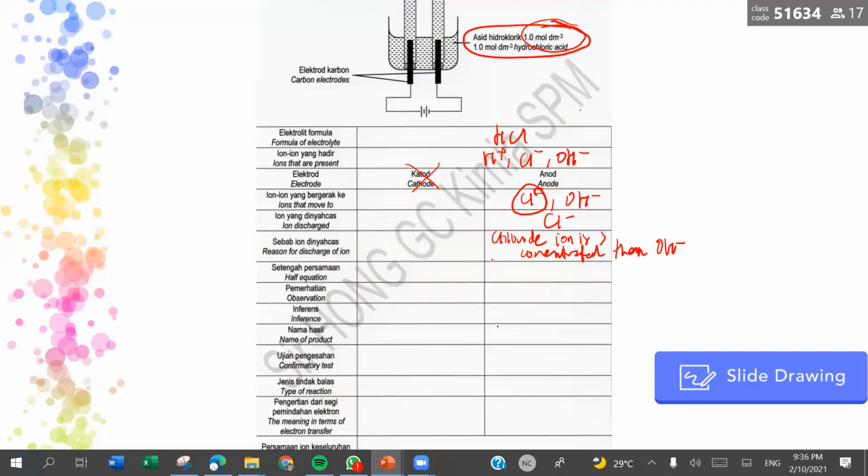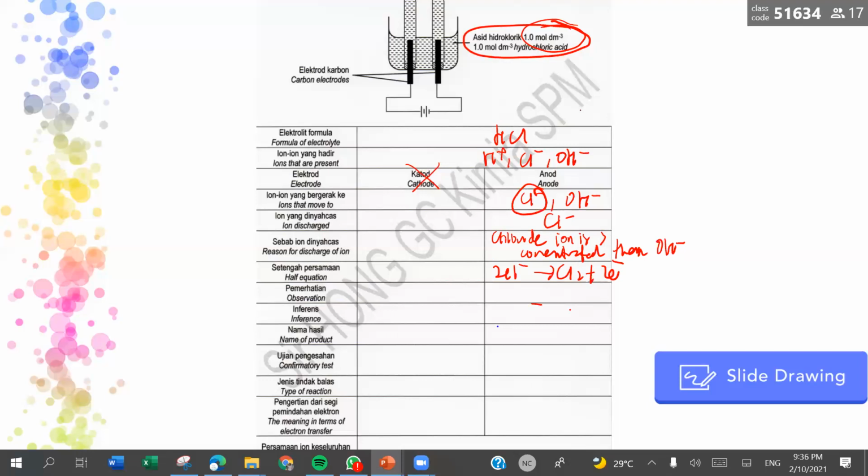2Cl⁻ → Cl₂ + 2e⁻. Okay, all right. And what's my observation here? We can say it out loud. What's my observation here? Yellowish greenish gas is released. Very good. Yellowish greenish gas is released.